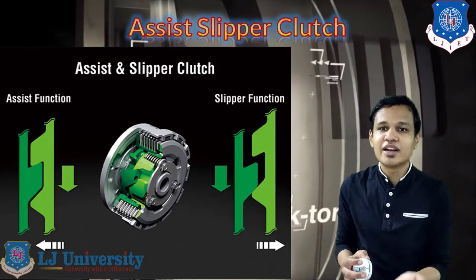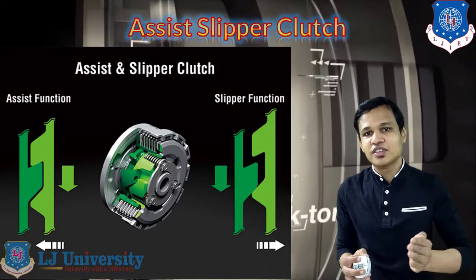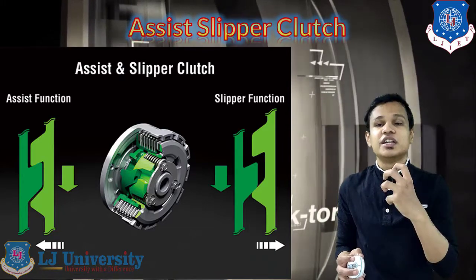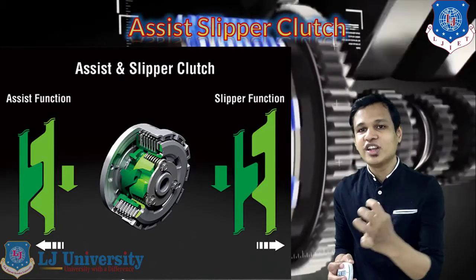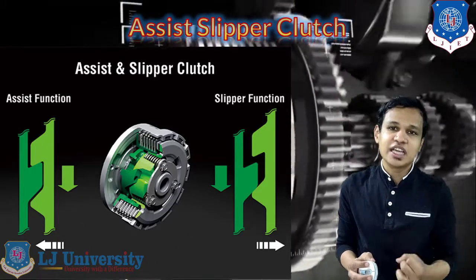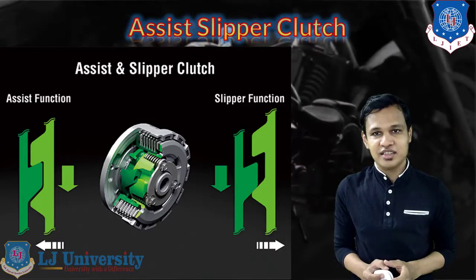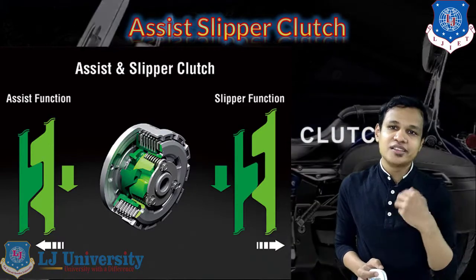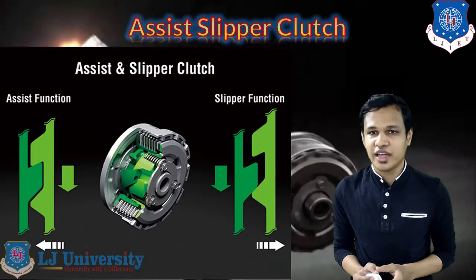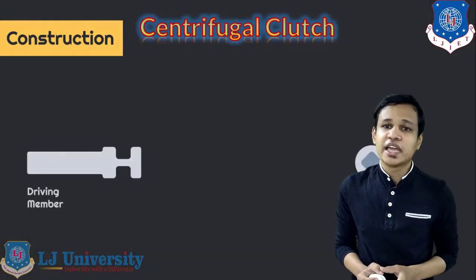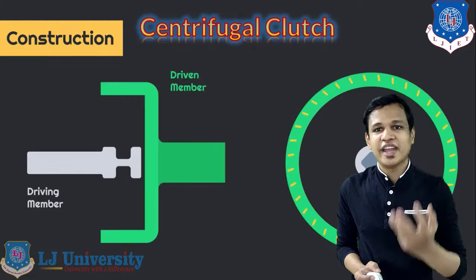During that time, the power transmitting capacity of the engine will be reduced, but it is for the benefit and the safety of the driver so that the vehicle does not slip away. So this is how an assist slipper clutch works, and this is generally used in motorcycles. Now all those were the mechanical clutches which are used in a manual transmission.